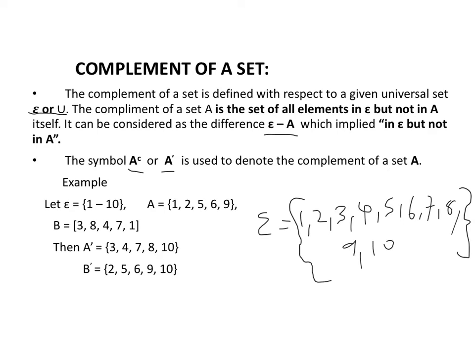While B prime, that is complement of B, elements that are in the universal but are not in B, we have 2, 5, 6, 9, 10. So that is how you check your complement of a set. When you're asked to find the complement of a set A, given that A is 1, 2, 5, 6, you go to the universal set, you list out your universal set, and you check out for those elements that are in the universal but are not in A.